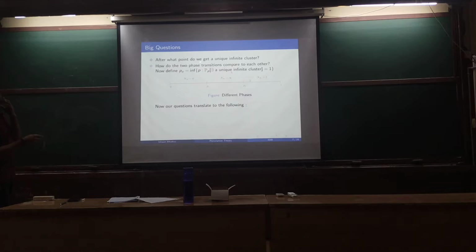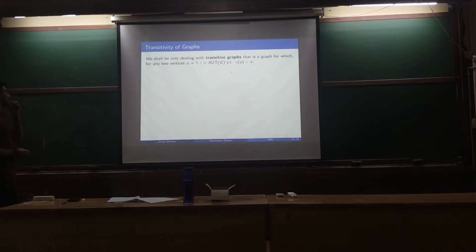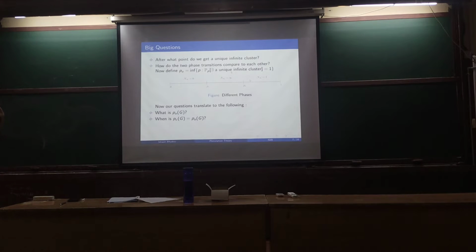So what is the first question? After what point do we get a unique infinite cluster? The first question is just asking, what is this PU? And the second question is, when is PC equal to PU? We want to answer these two questions, so we've turned this into something mathematically tangible. In general these questions are very hard to deal with and we don't even know the answer. Like I said, the number of clusters can go from infinity to 1 again and again, and it's a mess. But we want to restrict ourselves to a nice case of transitive graphs.